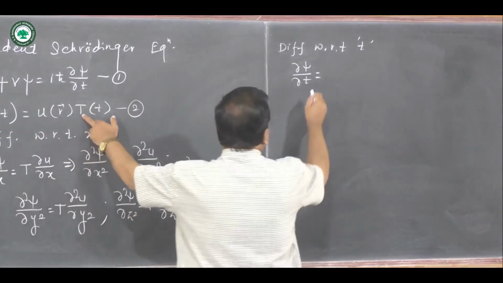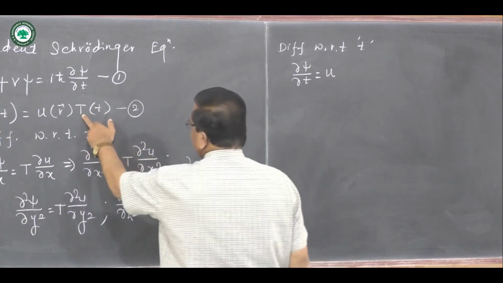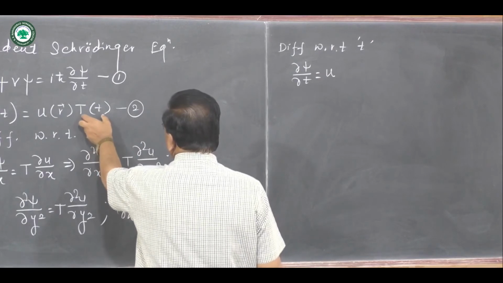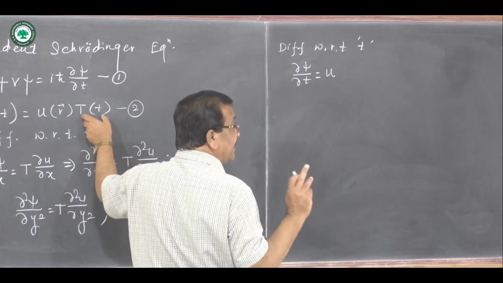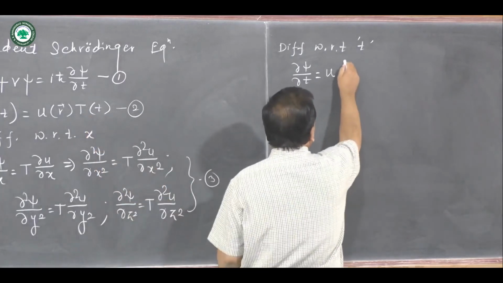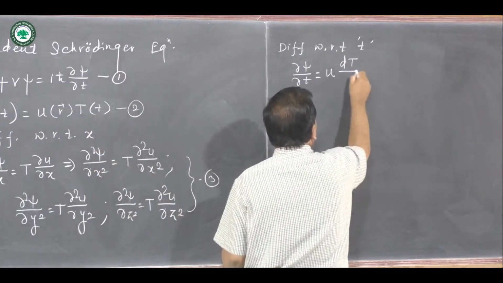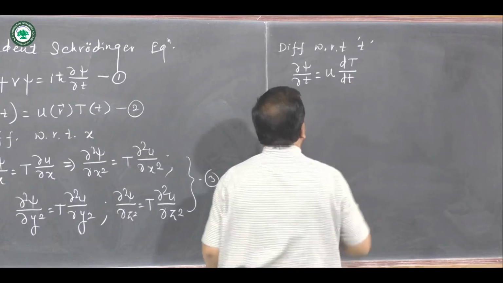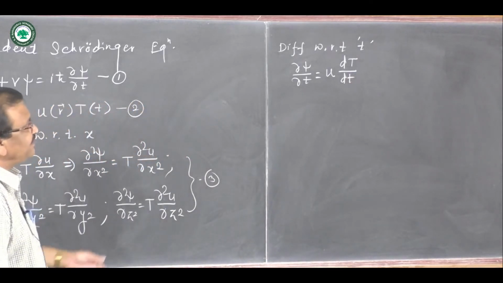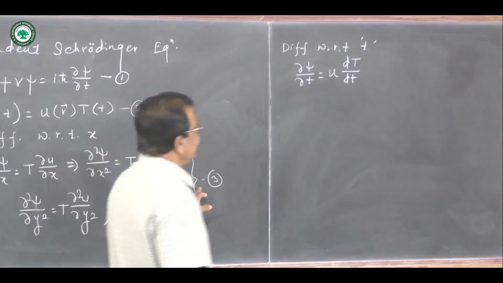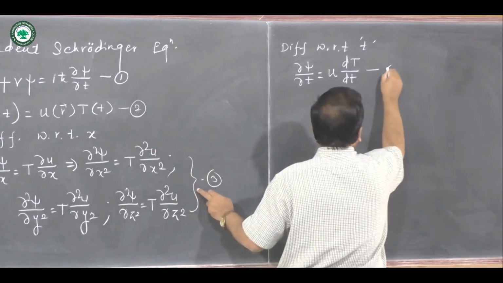Then u, as it is, will be treated as a constant, and we take the ordinary derivative of T, because T depends only on a single variable t, and therefore instead of a partial derivative I will get an ordinary derivative here. So ∂ψ/∂t is u times dT/dt. This is our equation number 4.